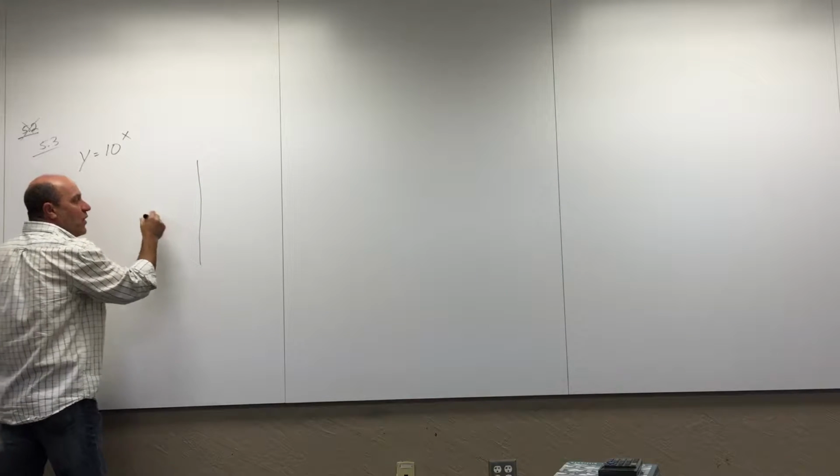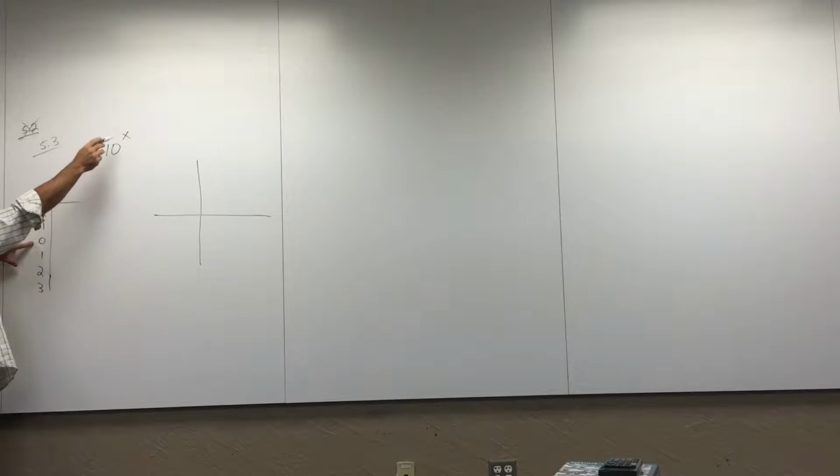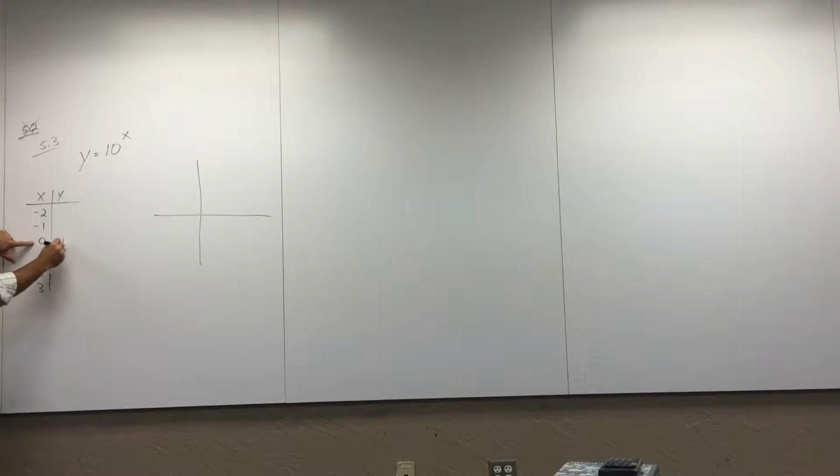I could plot some points, but I kind of got past the point of plotting points. We got to where we knew what this looked like. But real quick, if you plug in a -2 and a -1 and a 0 and a 1 and a 2 and a 3, let's just start with the 0. Plug in a 0, tell me what you get, please. 1. Thank you, that's good. Plug in a 1, what do you get? 10. Plug in a 2, what do you get?